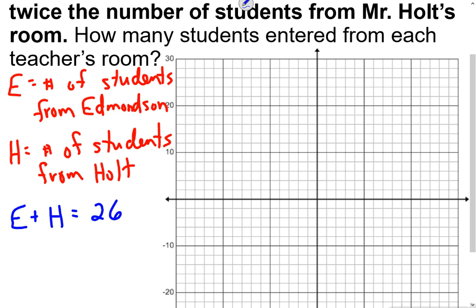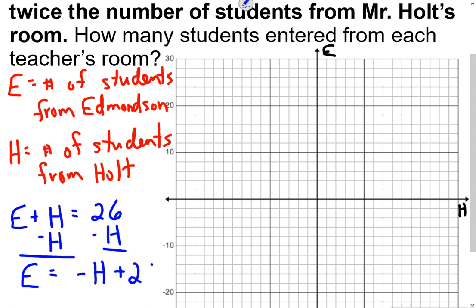Now it doesn't really matter which one's which. So I'm just going to say, let's go with E for my y-axis and H for my x-axis. And now I can take that equation and I'll have to solve it for E, because E was like our Y. To do that, I'll subtract H from both sides. And I have E equal to negative H plus 26.